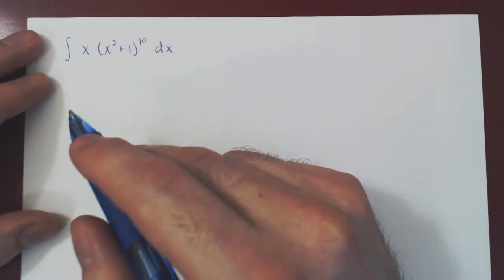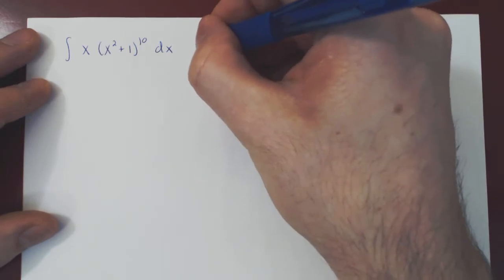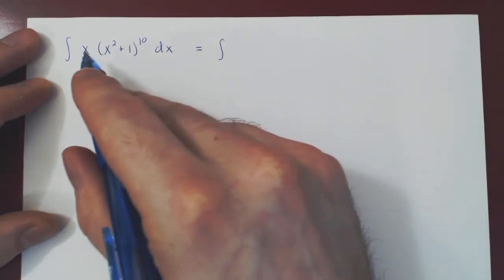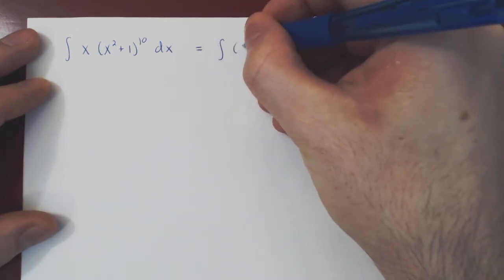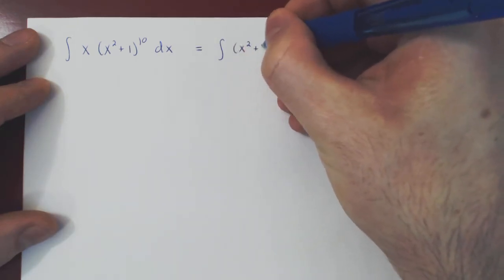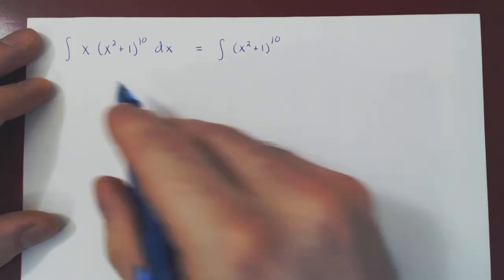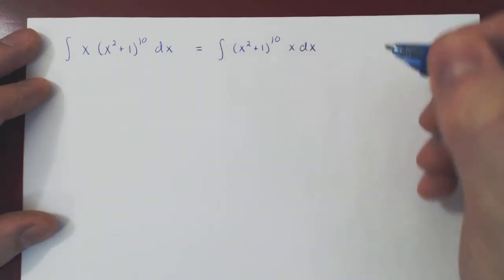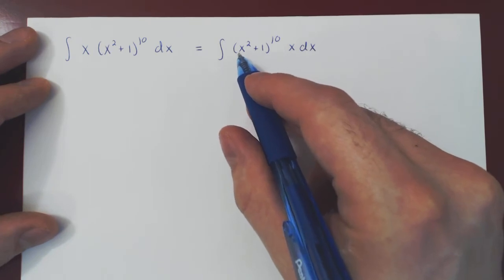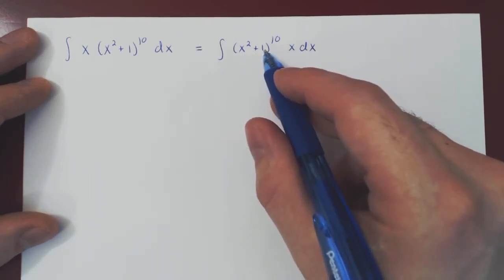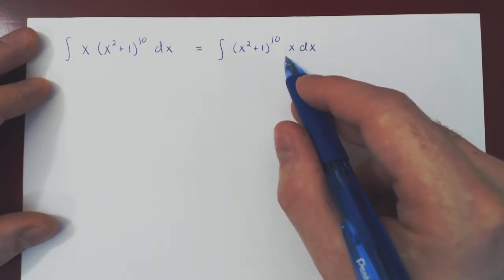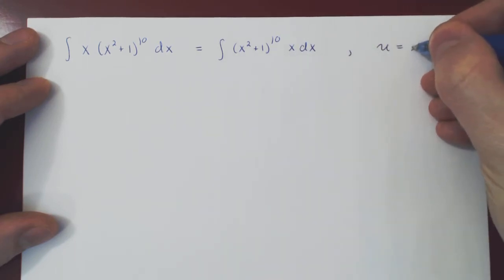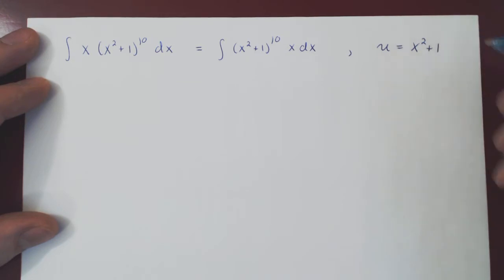Now, the idea here was simply to rewrite the two terms in a different order as to see the substitution more easily. So we have (x squared plus 1) to the 10 times x dx. And if you recall, the idea was because the derivative of x squared plus 1 was 2x, up to a multiple of 2 it is just x. This was a perfect problem for the following U-substitution.